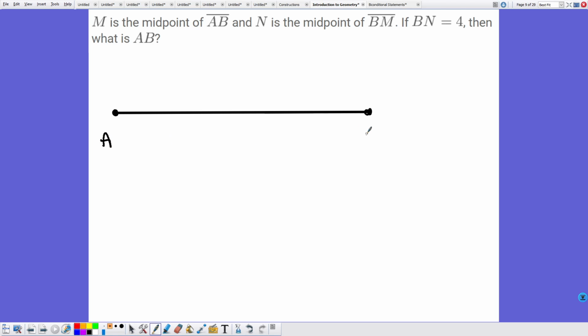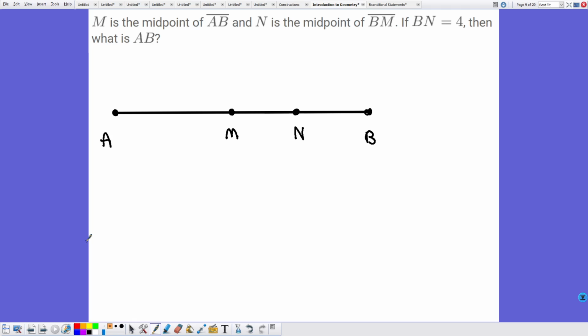Because we know that M is going to be at the midpoint, so somewhere over here. And that N will be placed between the segment BM, which is the segment right here. So the point N must go halfway between those two. And this way everything makes sense. M is halfway between A and B, and N is halfway between B and M. So how can we work out the solution from here?